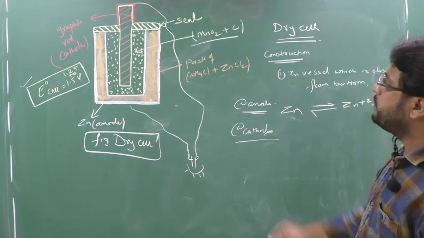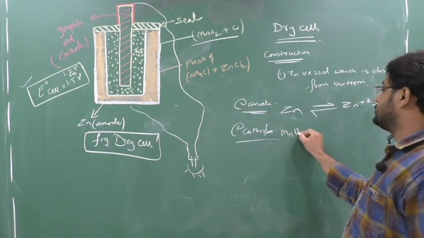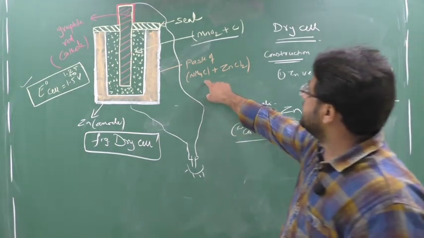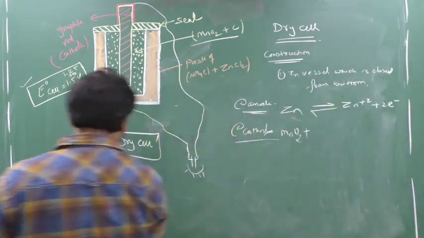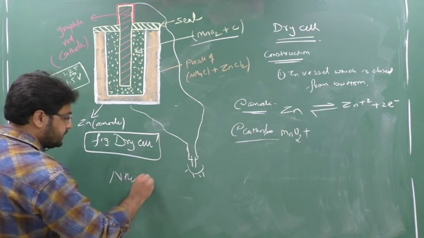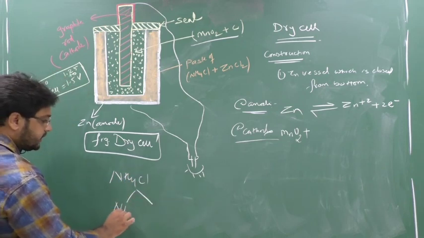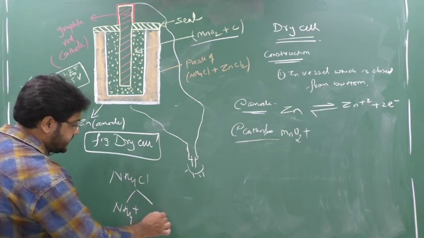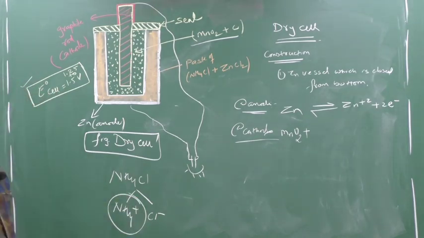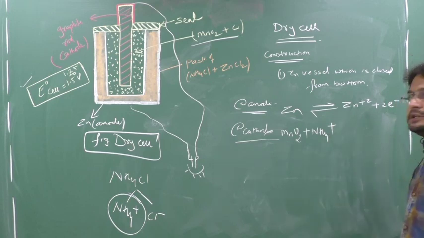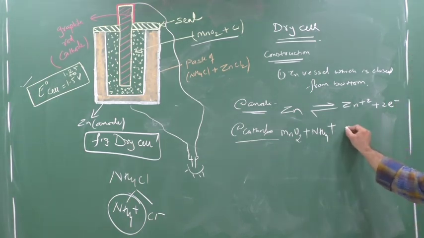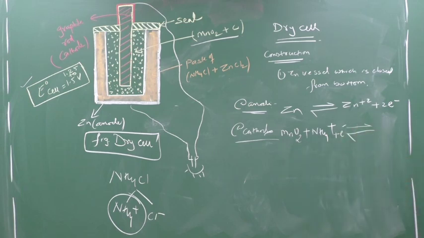At cathode I have MnO2. Yes, so this will react with NH4Cl. Now see here how to remember this reaction: NH4Cl will get split and it forms what? NH4+ and Cl-. This NH4+ will react with the MnO2 at the cathode. Clear this part? And here this electron will come here. So what happens? This reaction will take place.